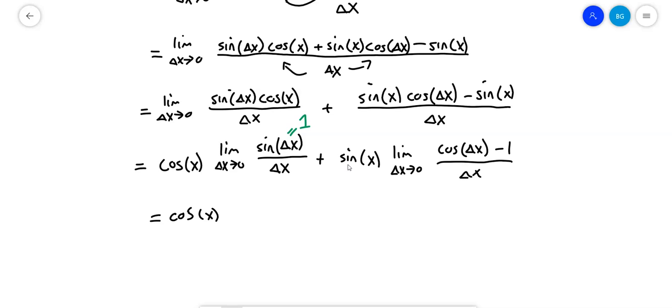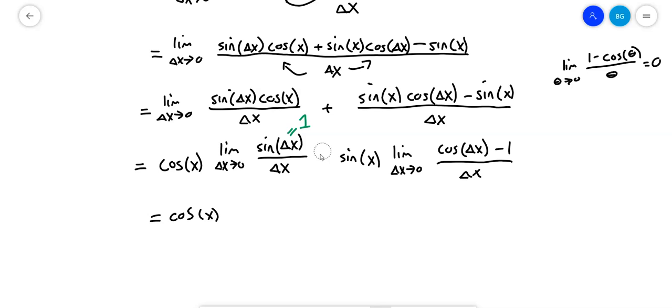Now let's look at this other term, and it's not quite ready to go because cosine of delta x minus 1 over delta x is not a special limit. But you might recall that the limit as, I'm going to switch my variable here, theta goes to 0 of 1 minus cosine theta over theta is actually equal to 0. So that is one of those special limits. But you can see I don't quite have that. So what I really need to do is factor out a negative 1.